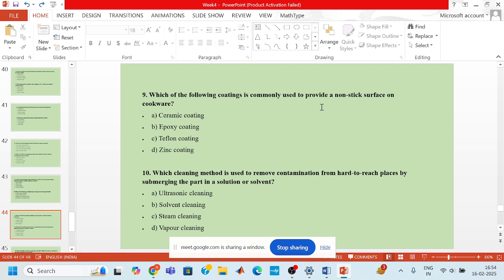Question number 10 is, which cleaning method is used to remove contamination from hard to reach places by submerging the part in a solution or solvent? Options are ultrasonic cleaning, solvent cleaning, steam cleaning, and vapor cleaning.